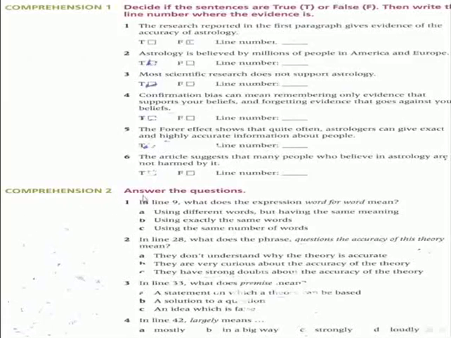Comprehension number 2. Answer the questions. Number 1. We read and then we choose A or B or C. Right? Let's read. Number 1. In line number 9, what does the expression word for word mean? Does it mean A, using different words but having the same meaning? Or B, using exactly the same word or words? Or C, using the same number of words?